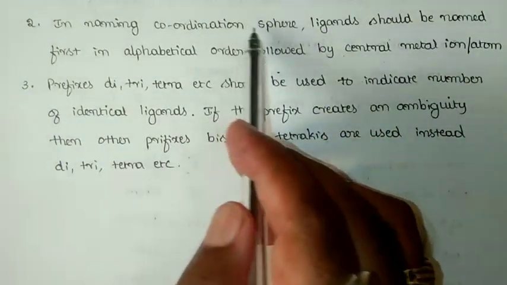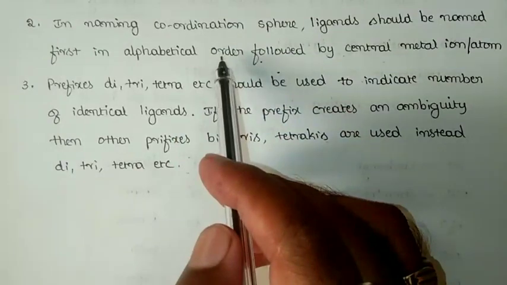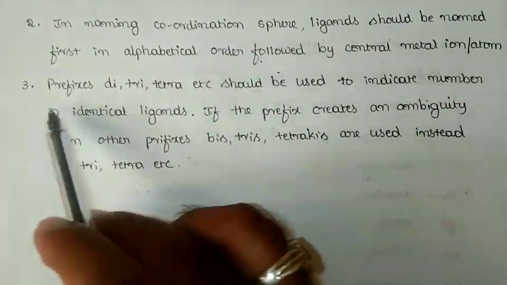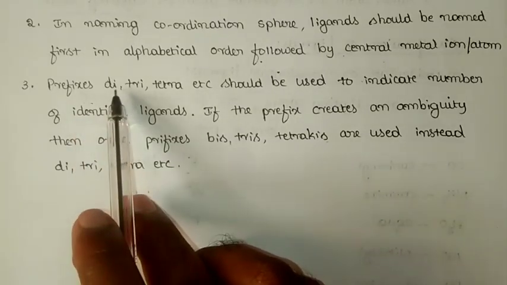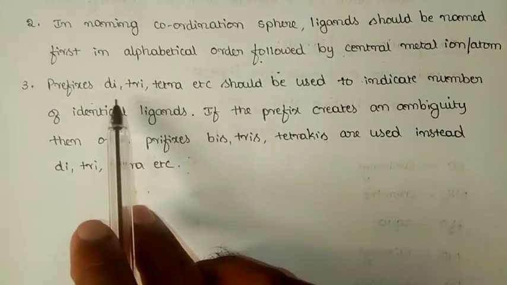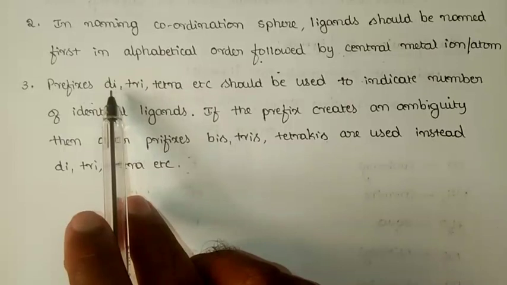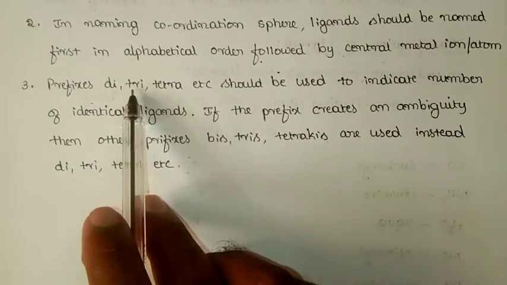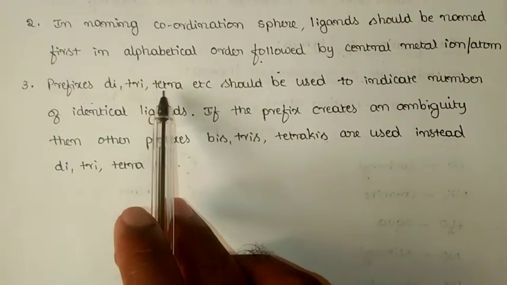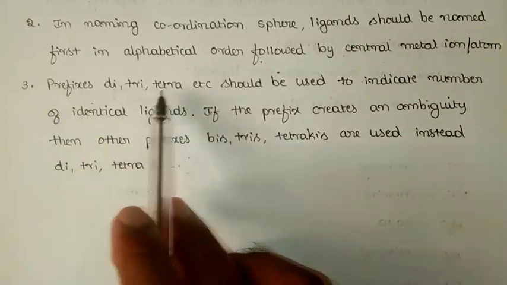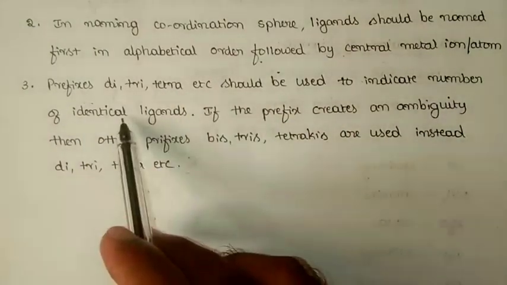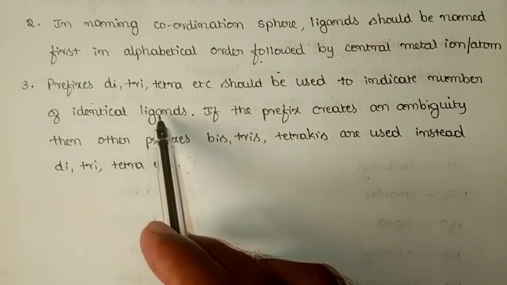Suppose when identical ligands are present in multiple number, then by rule number 3, we have to use prefixes to indicate the number of identical ligands present. That is, if the same ligand is present in 2 number, the prefix is di. If it is in 3, tri. If it is in 4 number, then it will be the prefix tetra. Like that, we have to use the prefixes in order to indicate the number of identical ligands present.